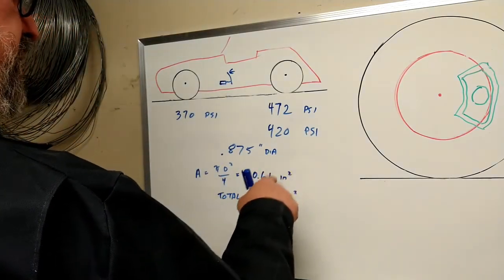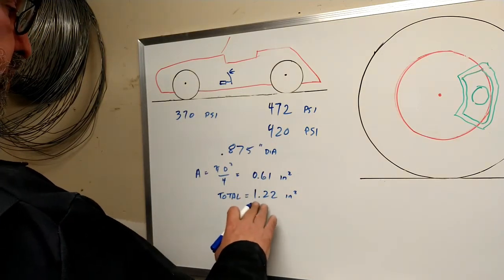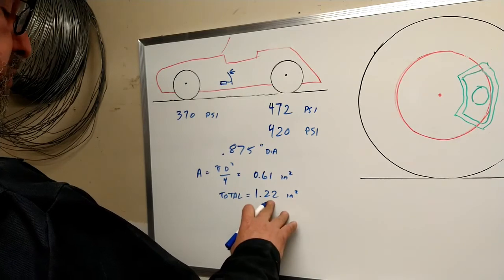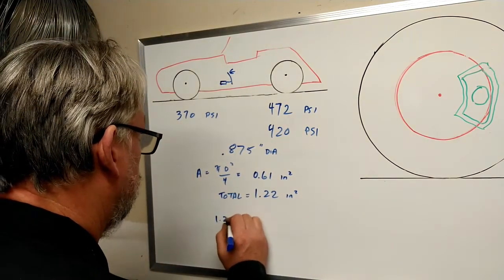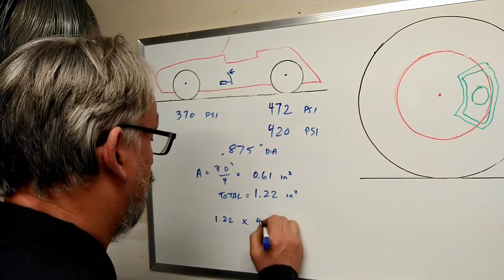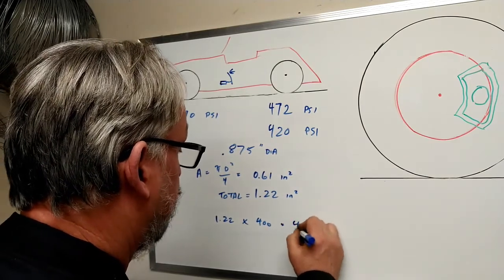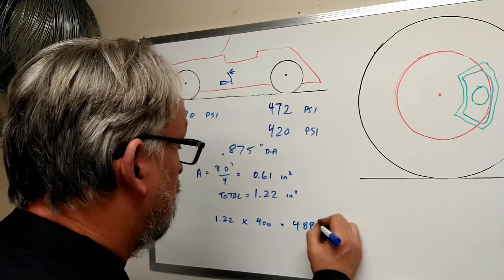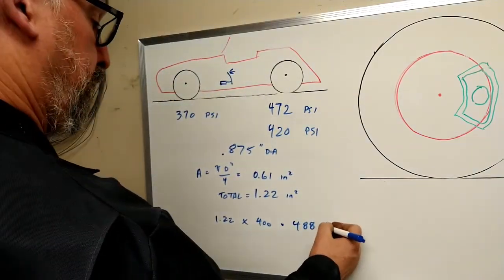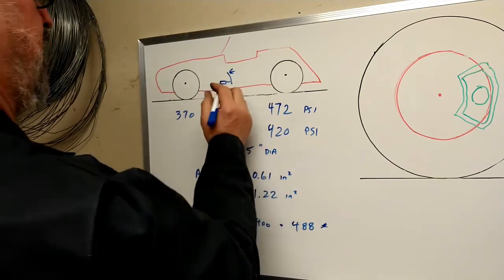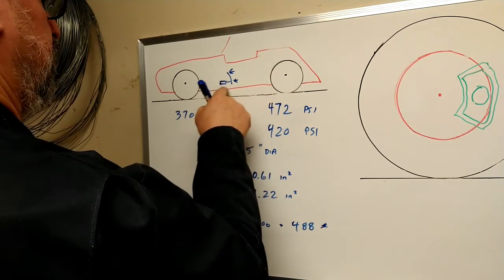So if we need to generate, say, an average of around 400 psi, just for calculations, and we have 1.22 square inches to do it with, 1.22 times 400 equals 488, or say 500 pounds of pressure. That's the force that we have to generate right there into the master cylinders.